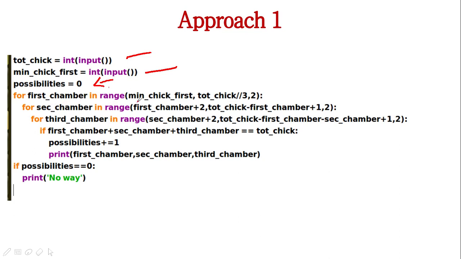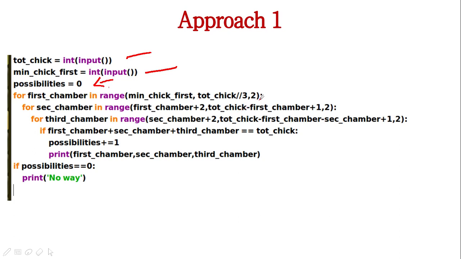So in the first chamber, the minimum value is the minimum number of chickens given. And how far can I go? I cannot put all the chickens in the first chamber itself, or I won't have any chickens left for the second and the third. Also the problem says the number of chickens in the first should be less than the second and the third, right? So the maximum can only be total divided by 3, even by 3 it will not work. So in the first loop, the first chamber cannot contain more than 1/3 of the total chickens, right?